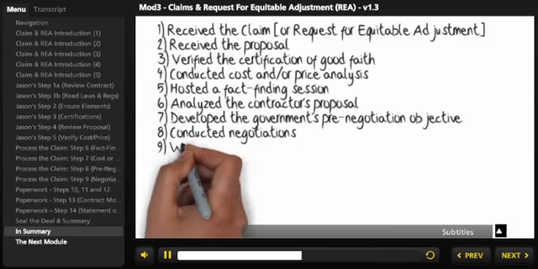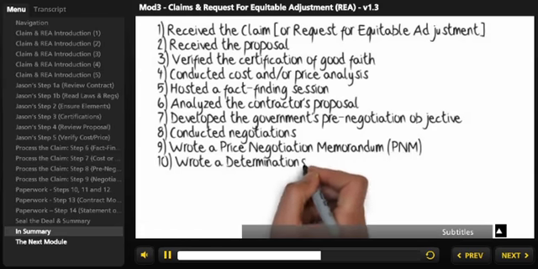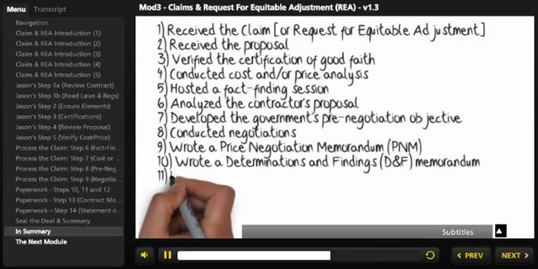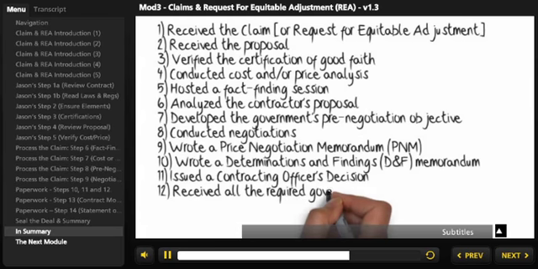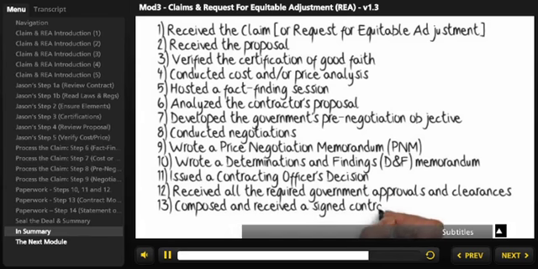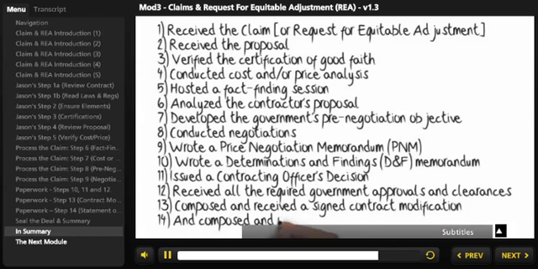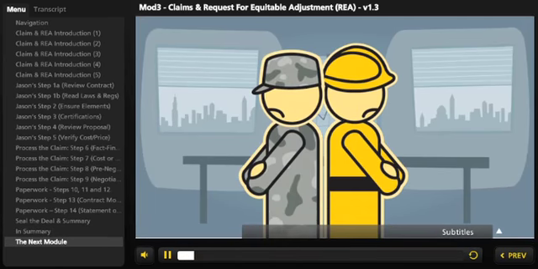8. Conducted negotiations. 9. Wrote a price negotiation memorandum, PNM. 10. Wrote a determinations and findings, D&F, memorandum. 11. Issued a contracting officer's decision. 12. Received all the required government approvals and clearances. 13. Composed and received a signed contract modification. 14. And composed and received a signed statement of release.